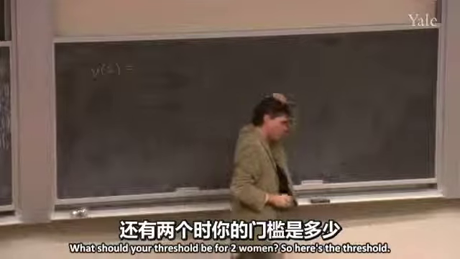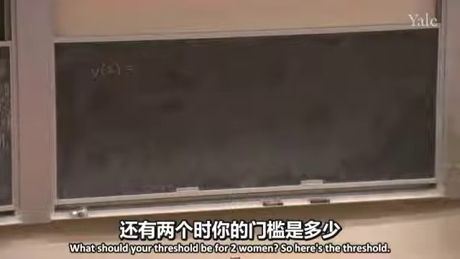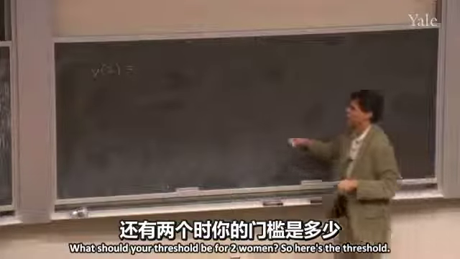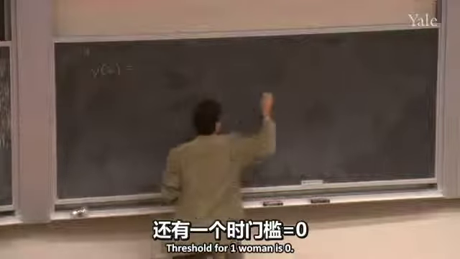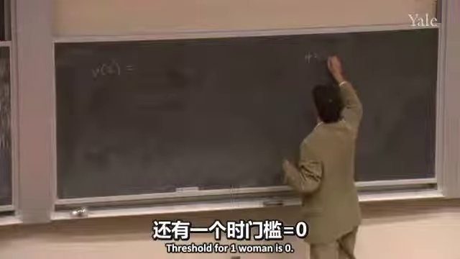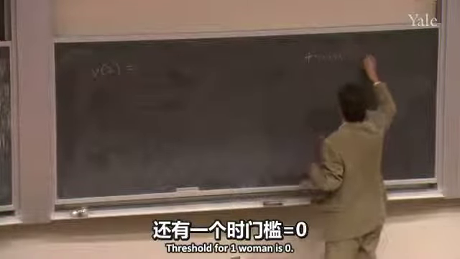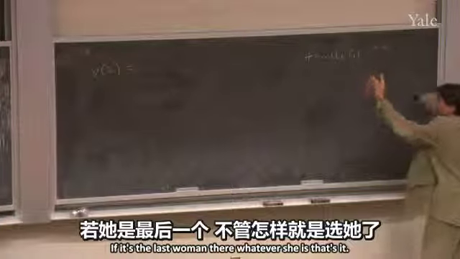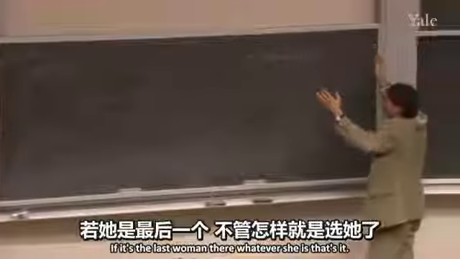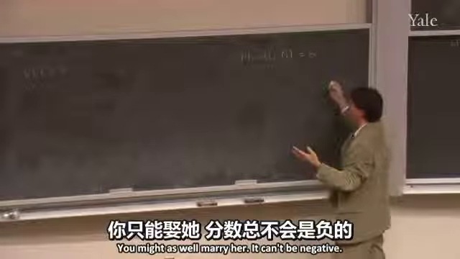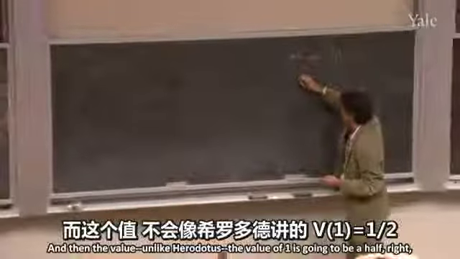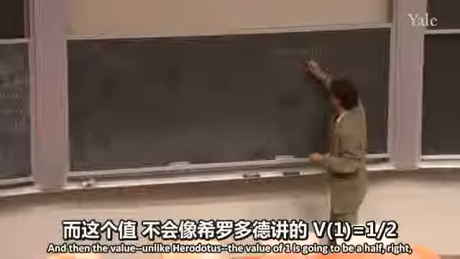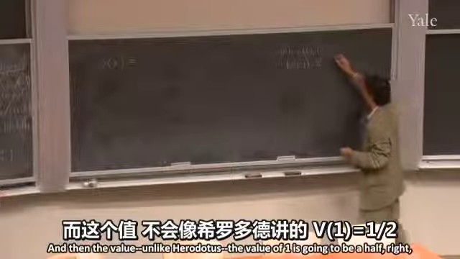What should you do? What should your threshold be for 2 women? So here's the threshold, and here V of 2. Okay, I'll tell you. The threshold for one woman is 0. If it's the last woman there, whatever she is, that's it. You might as well marry her. It can't be negative. And then the value of 1 is going to be a half, right?